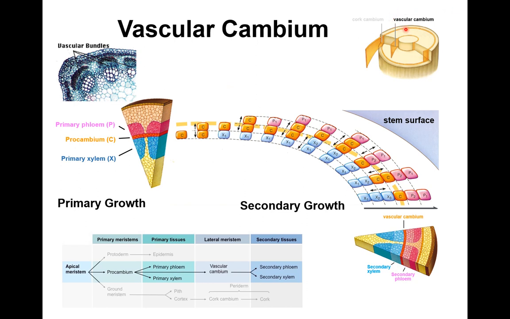Let's start talking about the vascular cambium. So now this cambium here is lateral meristem that produces vascular tissue. So how is it organized? It's organized in a ring, and this is nothing else than basically procambium left behind by the apical meristem. Now this is how a cross section of a eudicot stem will look after primary growth.